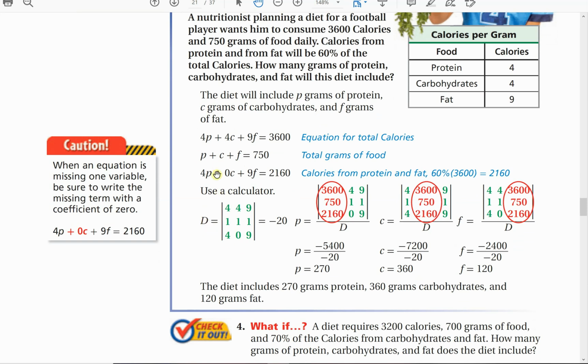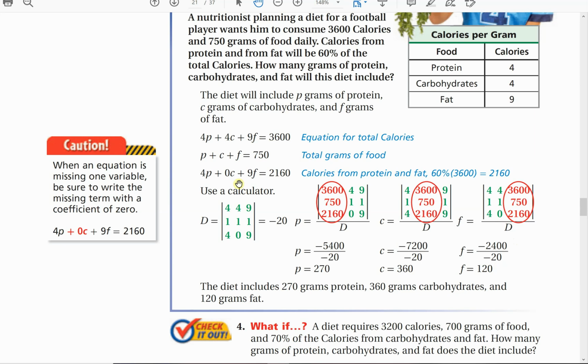Find that determinant matrix. It's negative 20. And then we're going to replace the constants in column 1 to find the value for p, 720. Replace it with column 2 to find the value of c, which is our second variable. It ends up being 360. And then replace it with column c to find our last variable, f, that's 120. So the diet here has to have 270 grams of protein, 360 grams of carbs, and 120 grams of fat.